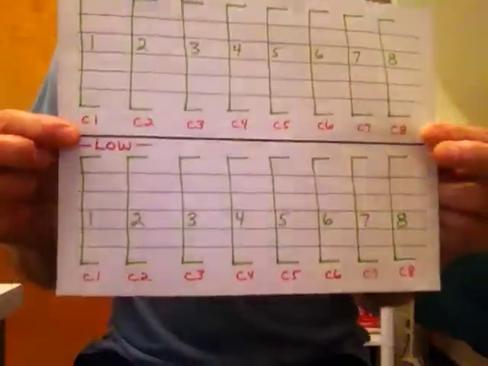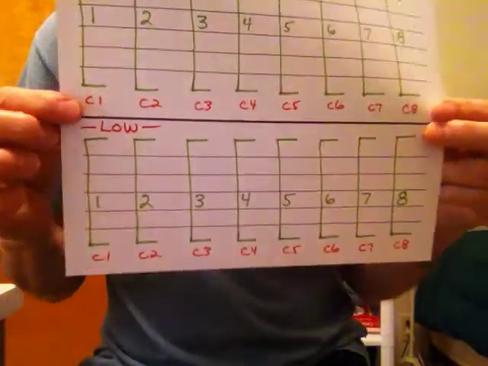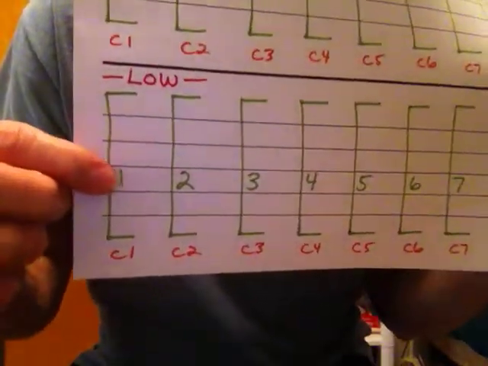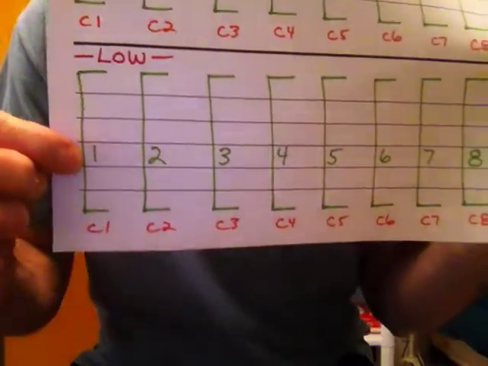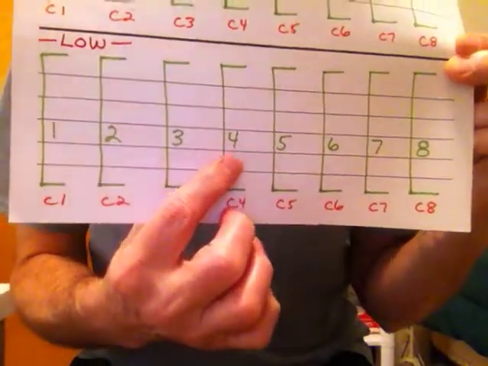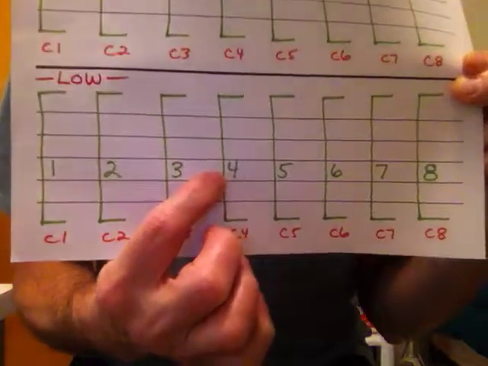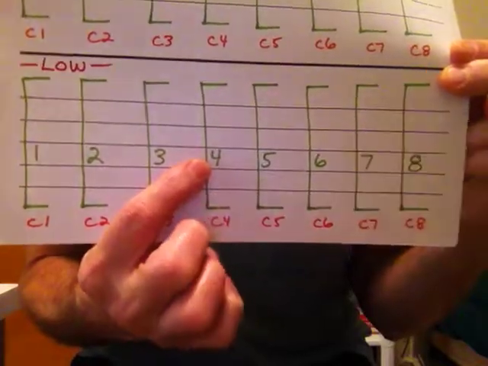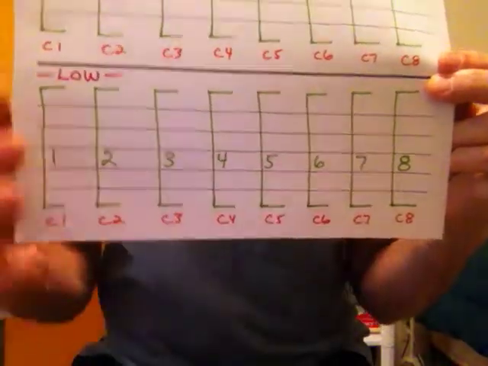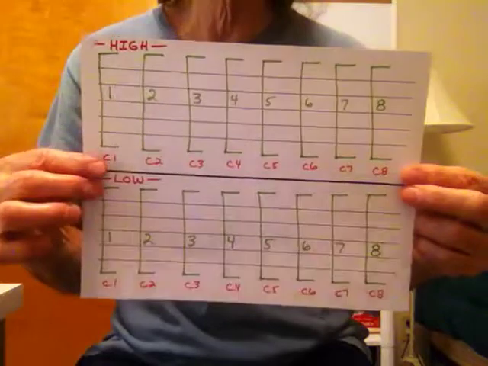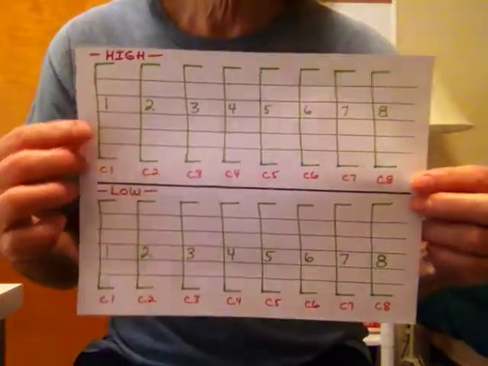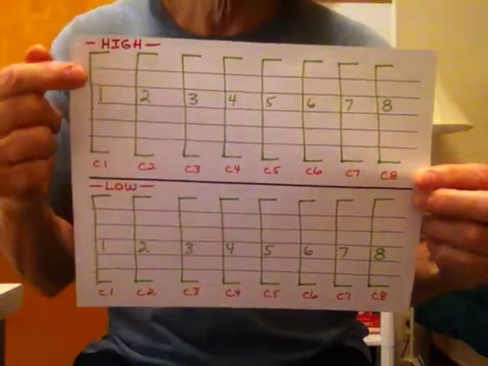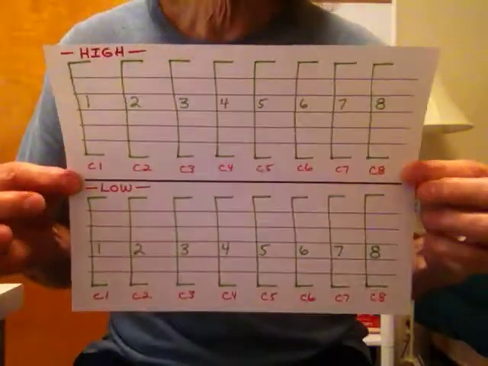The System C low clefs have the pitch indicator written in the second space from the bottom. As an example, this one here would indicate that any notes written on this space would be the tone C4. And then here's the rest of them. Okay, so each C clef that goes from C1 to C8 can be a high or a low. I think you can see that.